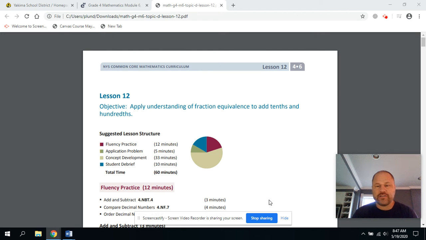Welcome, fourth graders, to almost done with the decimals here. We're skipping along to lesson 12, where we apply understanding of fraction equivalents to add tenths and hundredths. So let's take a look.